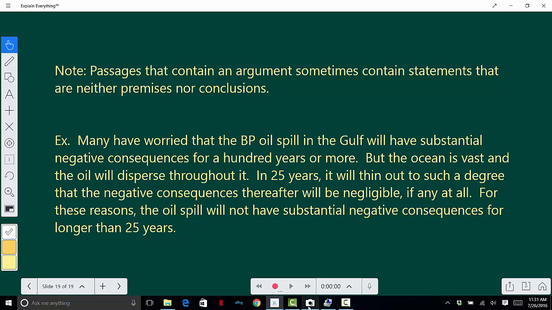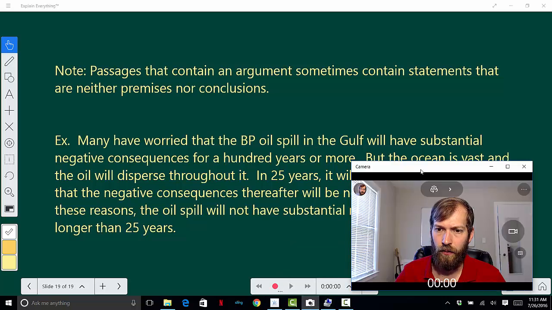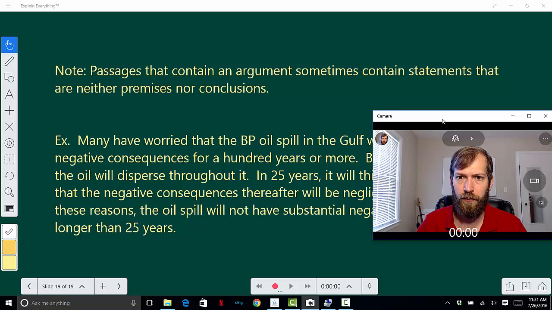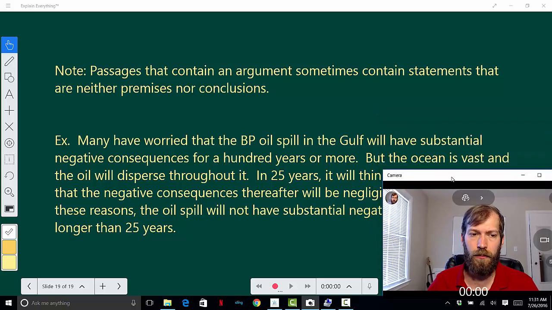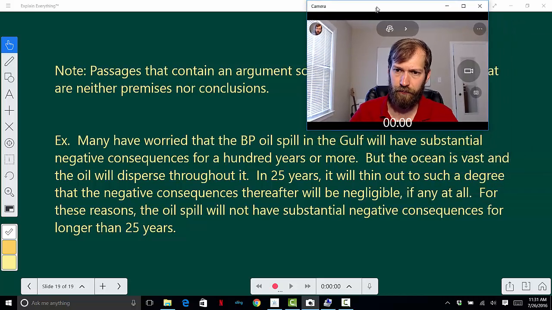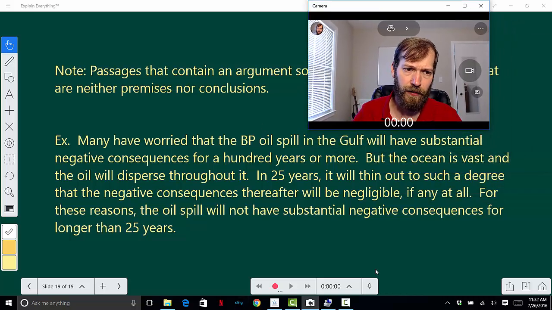But not only will we come across arguments that don't have premise indicators, sometimes we'll find arguments that contain statements that aren't even doing argumentative work. They're fulfilling some other purpose that the author has in mind. So if we look at this passage here, it says, many have worried that the BP oil spill in the Gulf will have substantial negative consequences for 100 years or more.